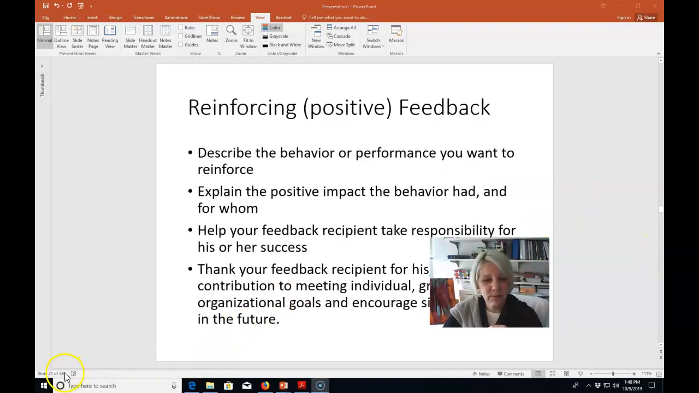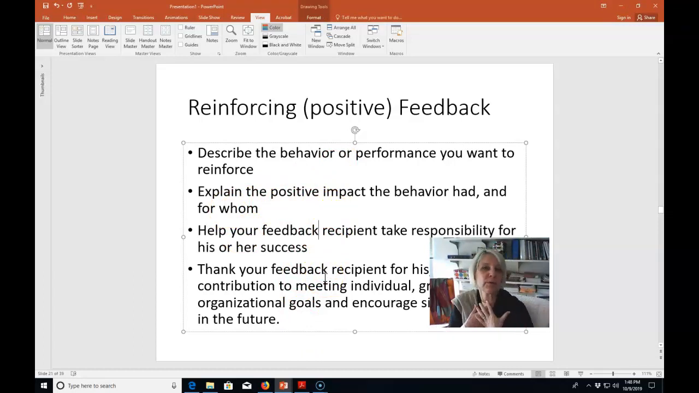So if we think about reinforcing or positive feedback, again, we want to describe the behavior, and then explain what impact it had and for whom, whether it's you as the feedback giver, or if you knew that the behavior your employee showed had a big impact on another employee or on a customer, explain who it is. It helps the person take responsibility for the success. They can own that and understand that it was recognized. And this kind of reinforcing feedback is a type of reward.